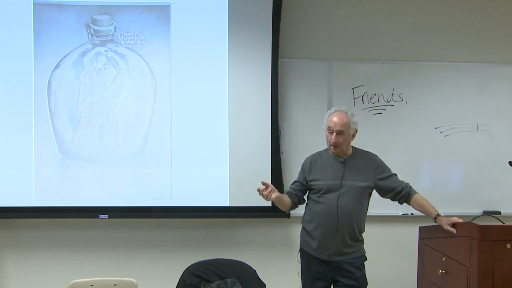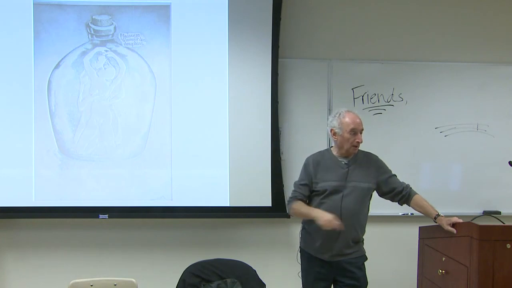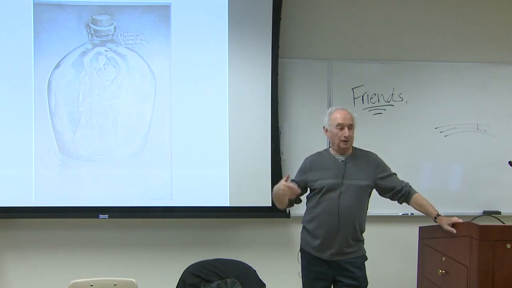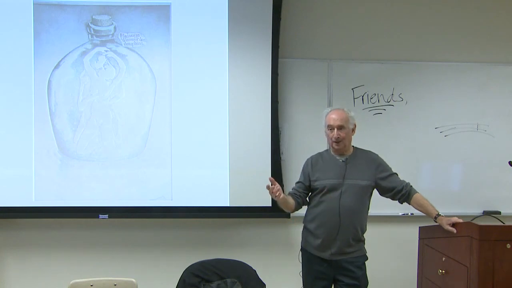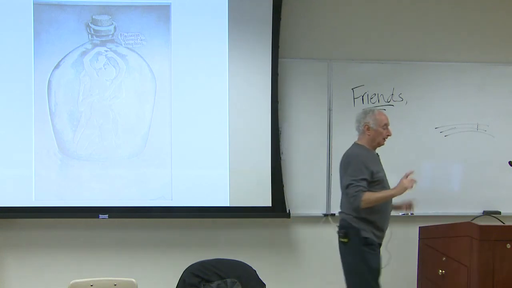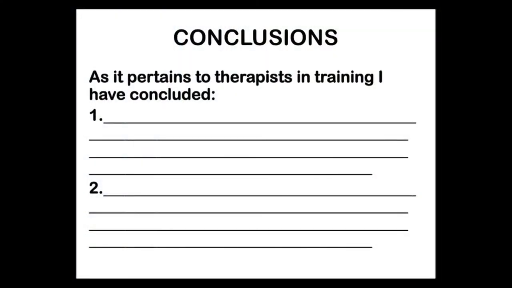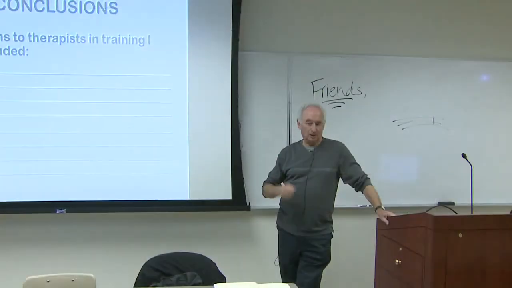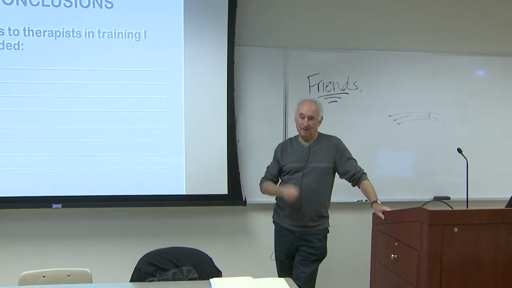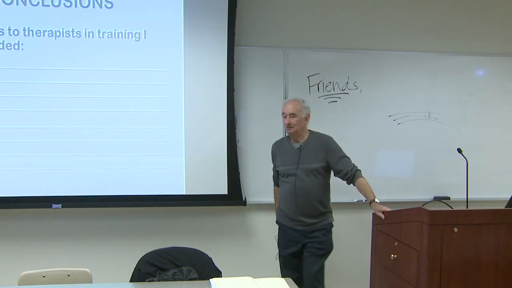All right, so again, basically what we're saying here is we're all looking at the same visual stimuli, but we're coming up with different interpretations. Now for our first discussion on the discussion board, which comes later, I'm going to want you to deal with your conclusions. As it pertains to a therapist in training, I have concluded 1, 2. And what I'm looking for here are what variables are essential for someone to be an effective counselor, period. That's something that you guys can fill out on your own.